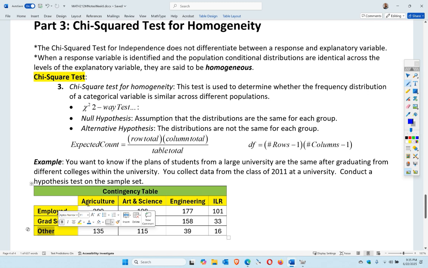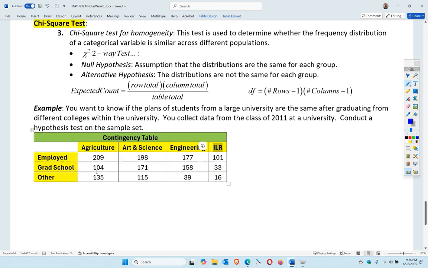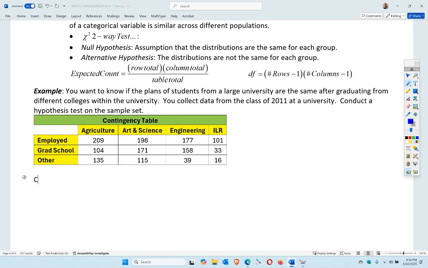And we're trying to see if all of the outcomes are the same distribution. So whether agricultural school, arts and sciences, engineering, I forget what ILR is, but is the distribution the same for all of them, or is it a different expected outcome as far as the distribution? So we made the histograms so they look different essentially, right? So this is a chi-squared test for homogeneity.